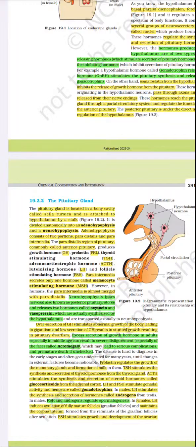and low secretion of growth hormone results in pituitary dwarfism. Excess secretion of growth hormone in adults, especially in middle age, can result in severe disfigurement, especially in the face, and acromegaly leads to serious complications and premature death if unchecked.